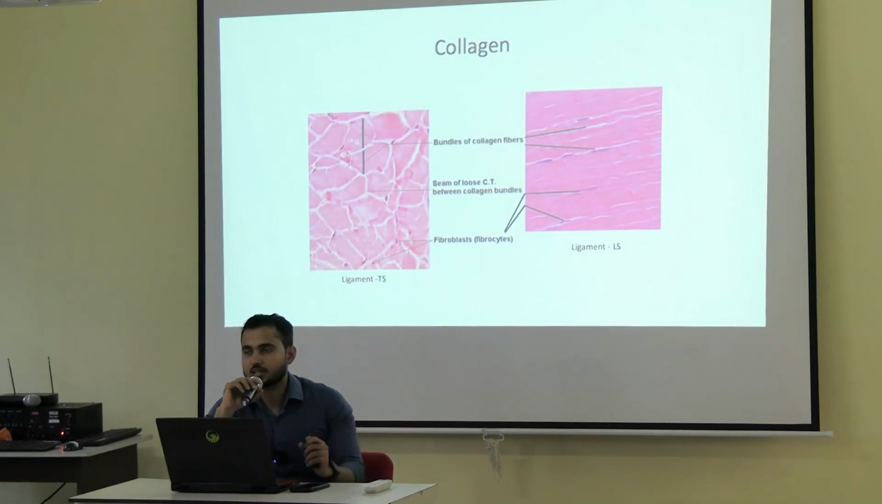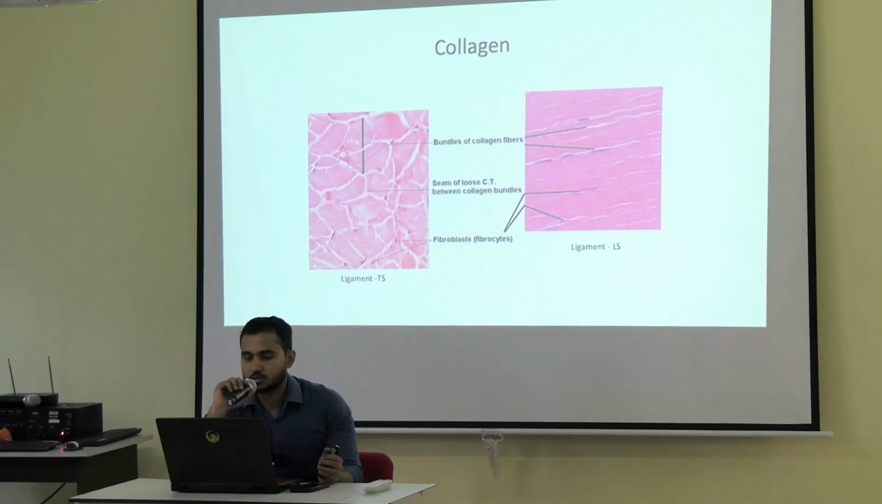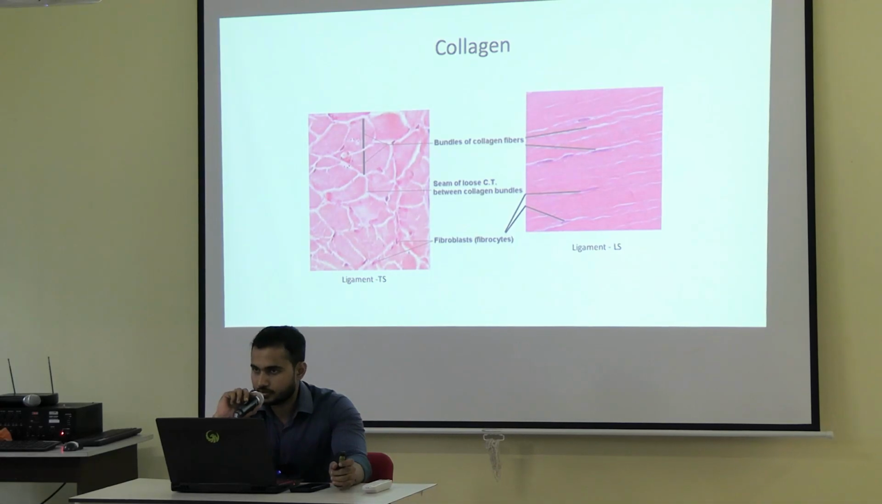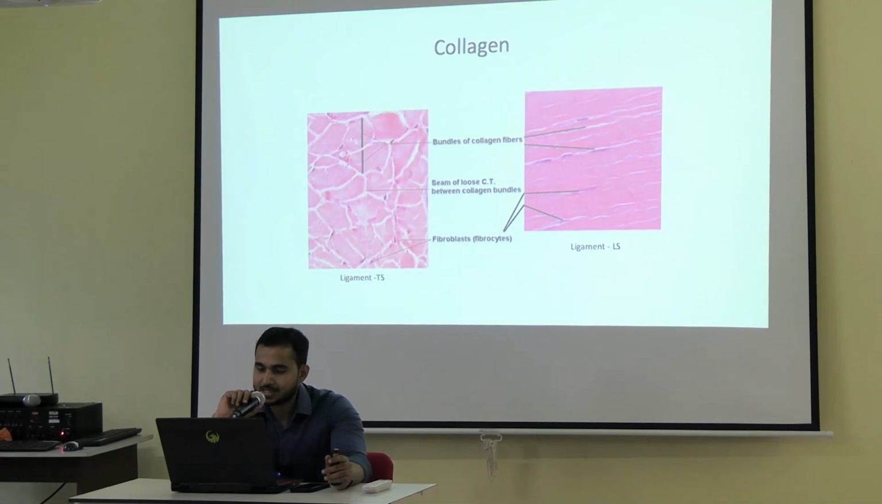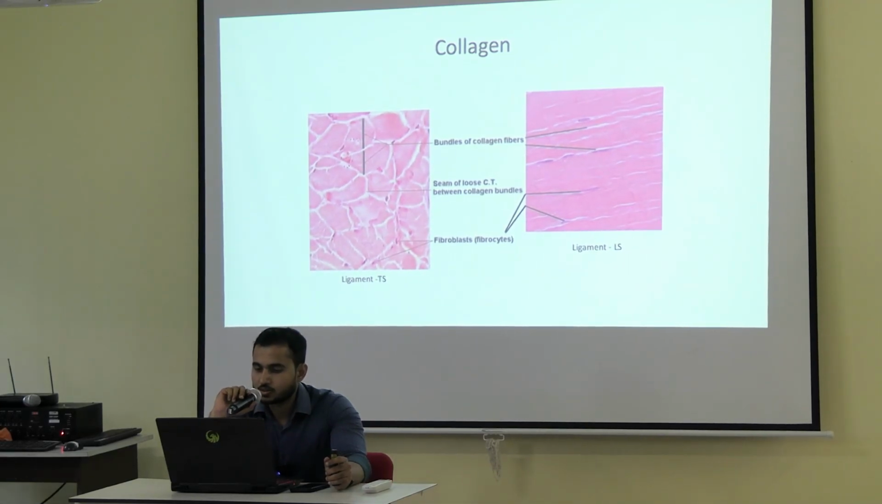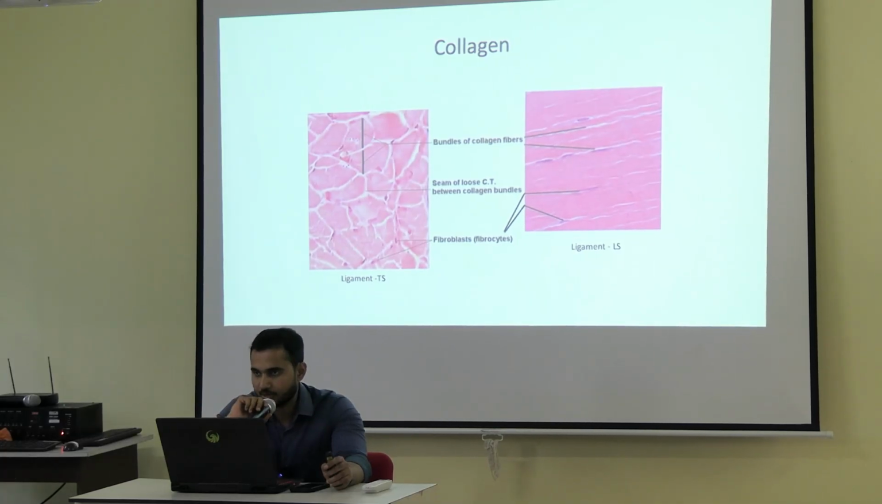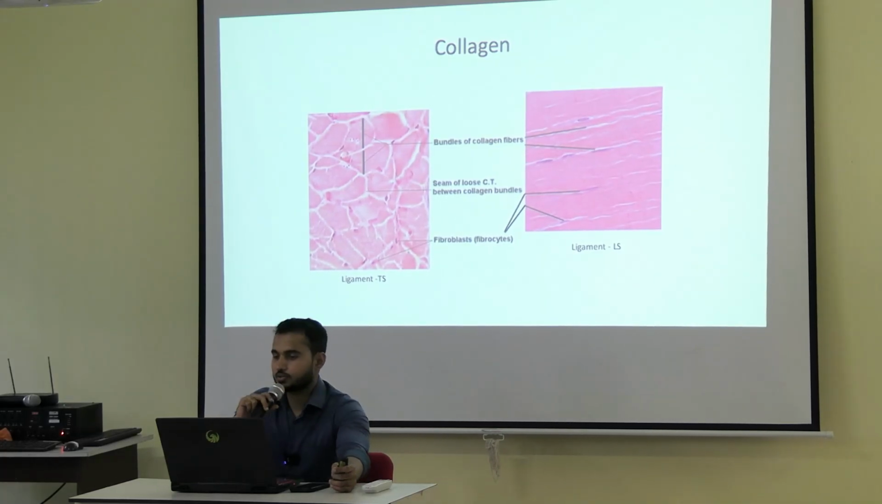Here you can see how the collagen fiber looks like under H&E stain. Okay. So this is a tissue of ligament where both LS and TS are taken. So in the LS and TS you can see how these collagen fibers are situated.